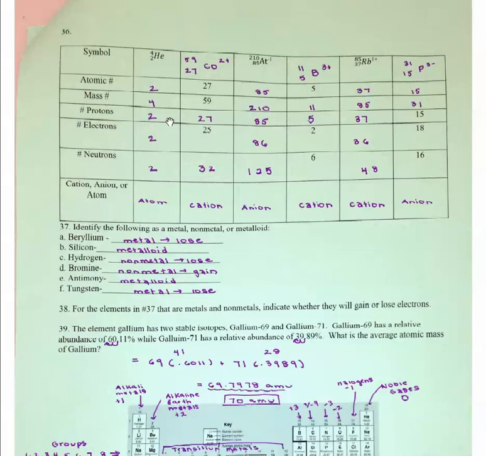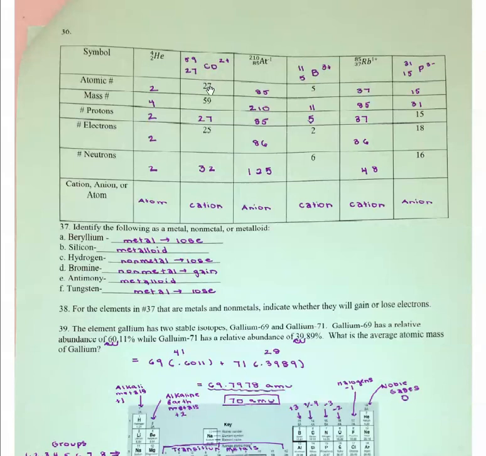2 is protons because you get protons directly from atomic number. I have 2 electrons because it's neutral, so I've got to have the same number of protons and the same number of electrons. Since my mass number is 4, 2 plus 2 equals 4. And then it's an atom because it's not an ion.